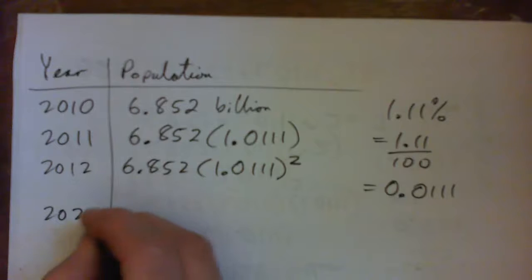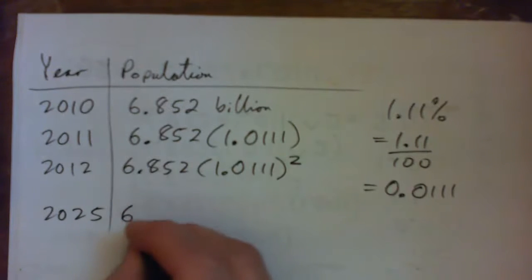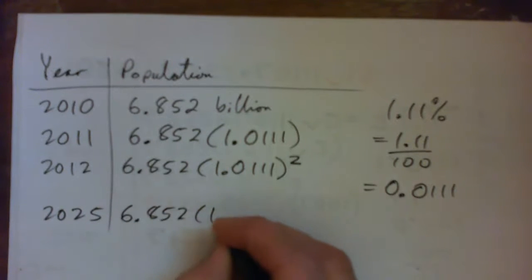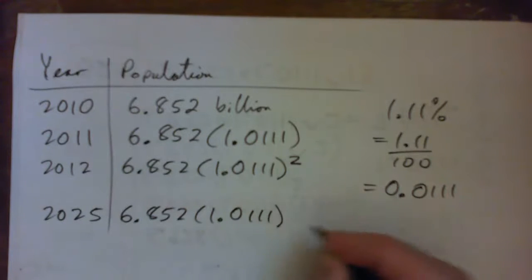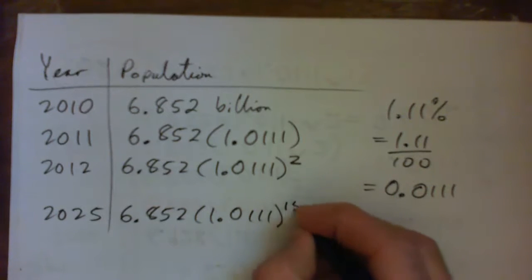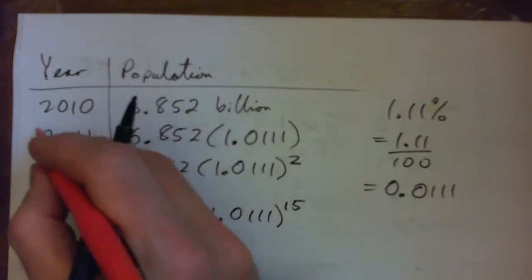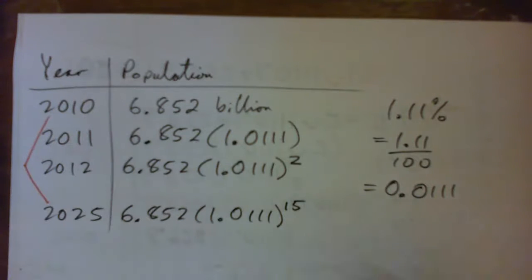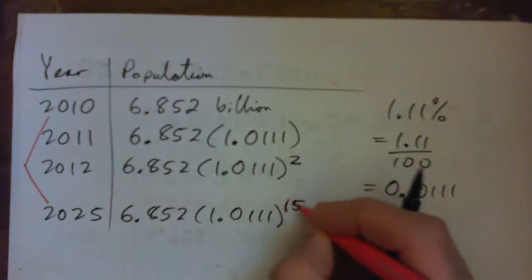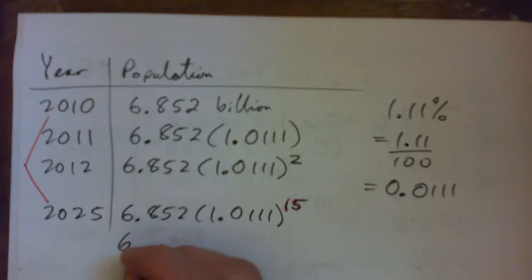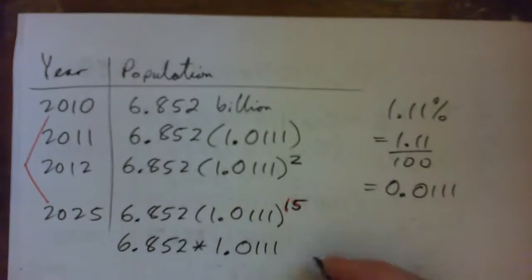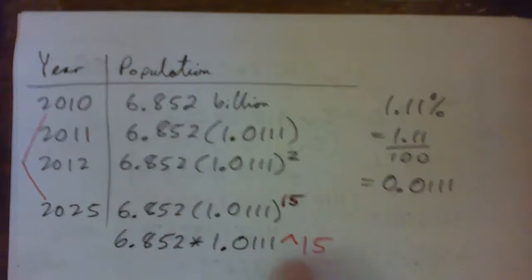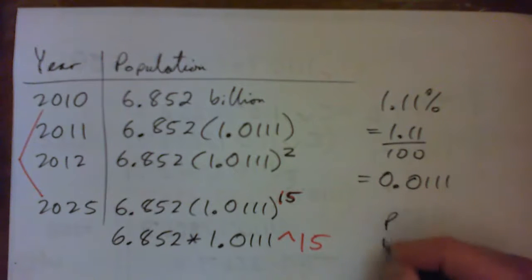But by 2025, that's 15 years later, right? So 6.852 times 1.0111 to the power of 15, because that's 15 years after 2010, right? From there to there, 15 years later. And in the calculator, 6.852 times 1.0111 to the power of 15. And your calculator will do the exponent first and then multiply because it understands PEMDAS.